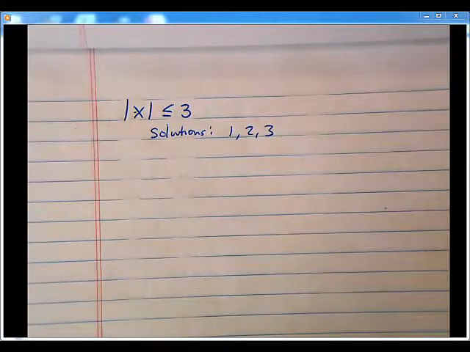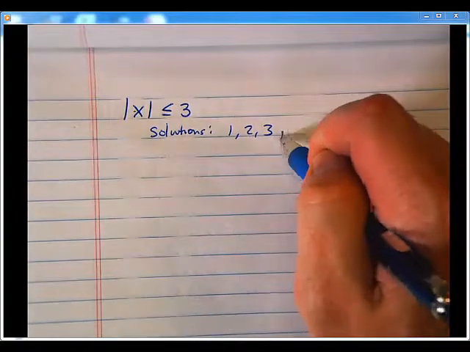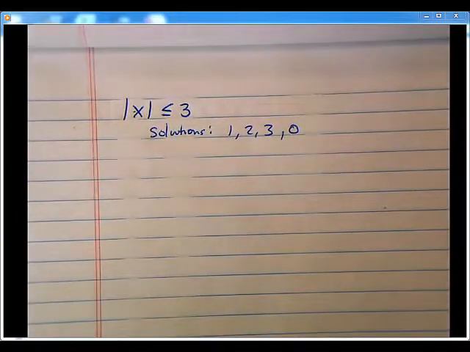Of course, it doesn't have to be 1, 2, and 3. It could be decimals and fractions in between, like 1.6, 2.8. And then we decided 0 would also work. Absolute value of 0 would be 0, and 0 is less than or equal to 3.